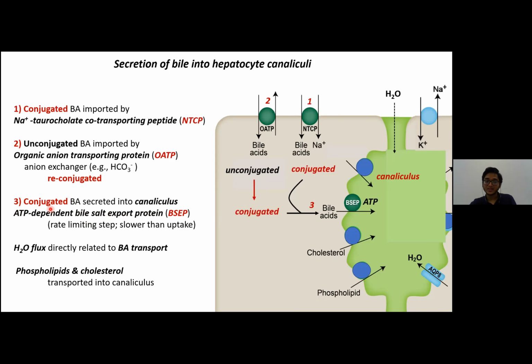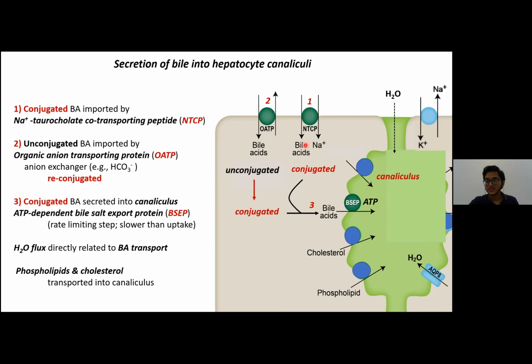You need to know this step. Other steps, if you remember, is good. If you don't remember, whatever. But you need to know that bile acid secretion into the canaliculi is an example of active transport. Active transport meaning it utilizes ATP.